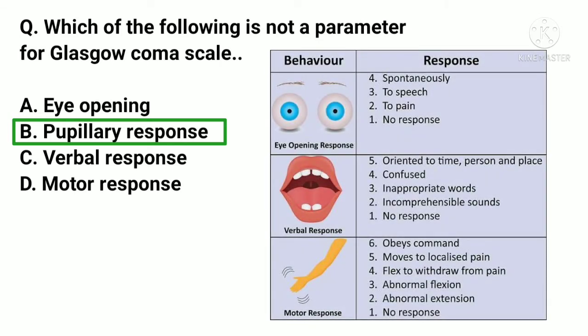Glasgow coma scale includes three parameters to assess level of consciousness. They are eye opening, verbal response, and motor response. Glasgow coma scale is used to assess patient's level of consciousness.